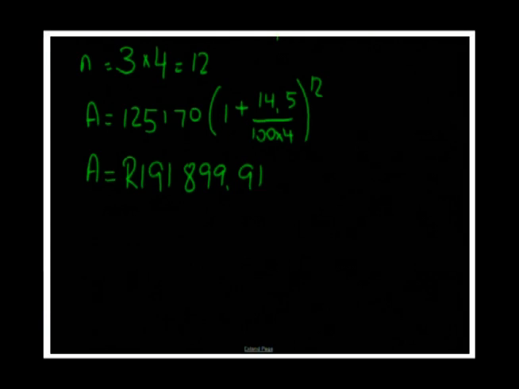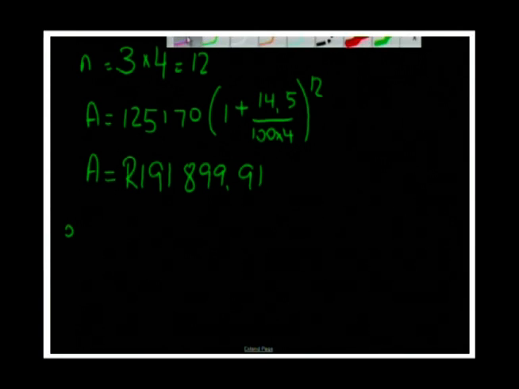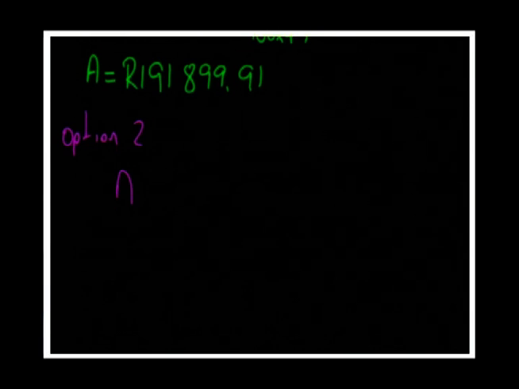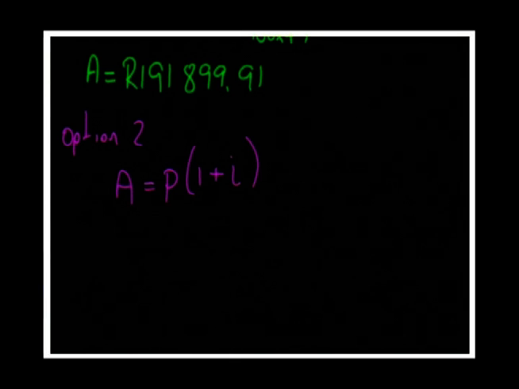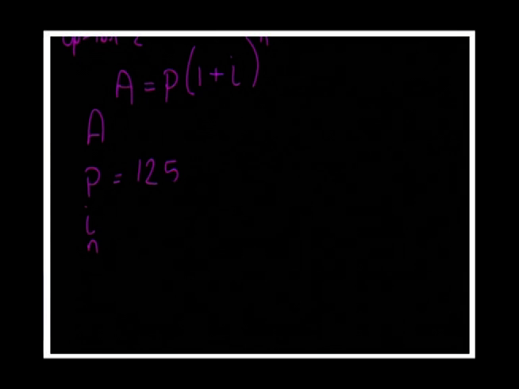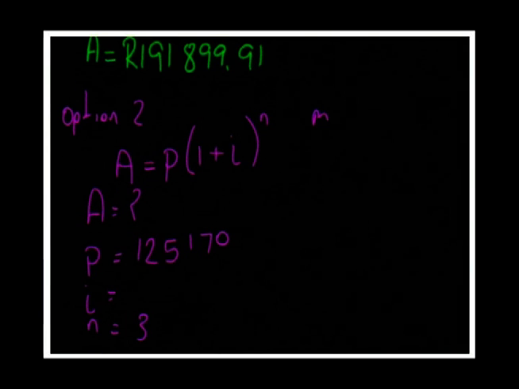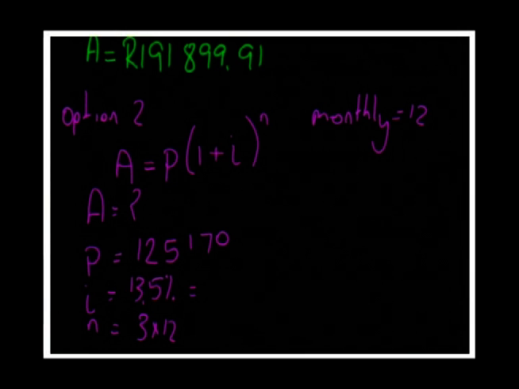And now we need to do option 2. So let's change the color of our pen. So option 2. Right, I've got my formula, and A, P, I, and N. My principal was the same. My number of years was the same. I'm looking for A, and let's look at the interest rate. This was 13.5%, and it was compounded monthly. So I need to know that it's monthly, which means it's 12. So it was 13.5 over 100 times 12.